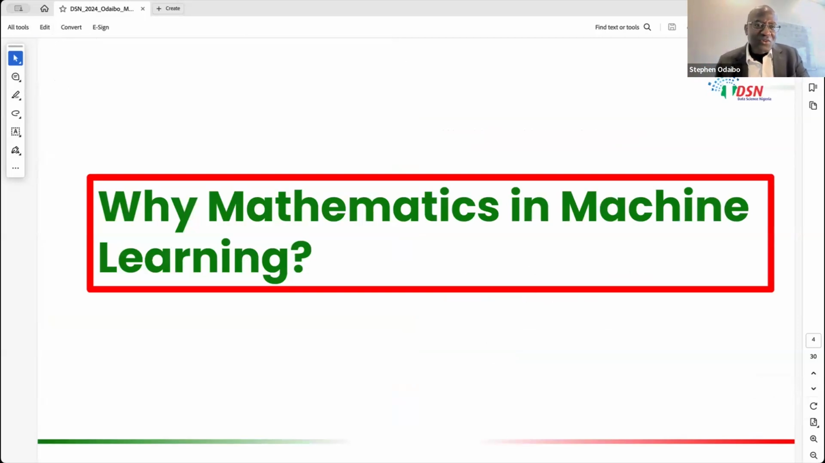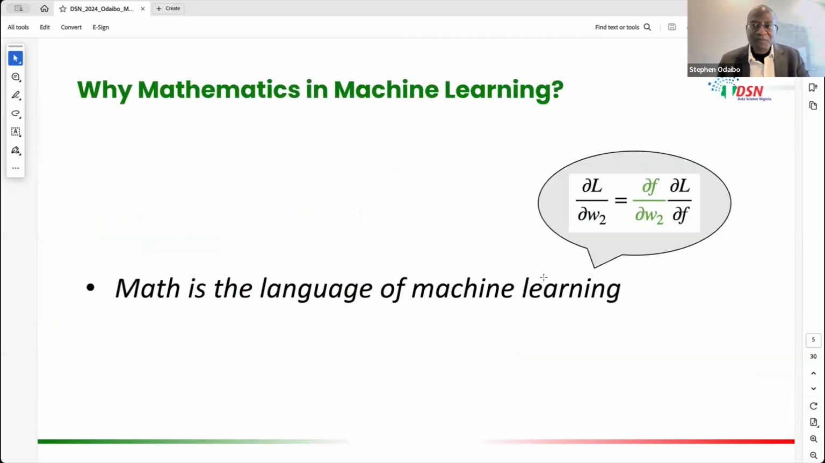why mathematics in machine learning? What role does this play, if any? Okay. Can you guys see the screen? You can see my screen. I've changed slides. The current slide says why mathematics in machine learning. And then it says math is the language of machine learning. We can see that slide, right? Thumbs up. Yes.